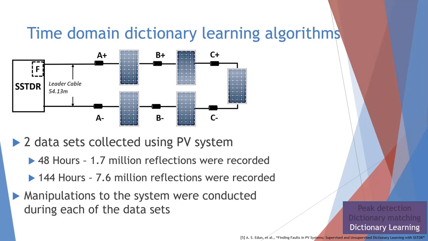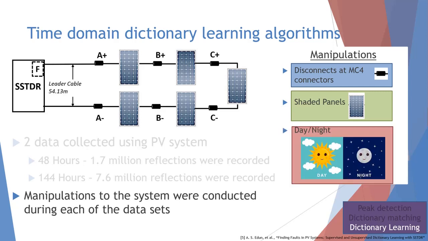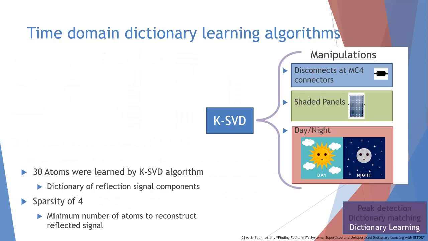During both of these data sets, manipulations to the measurement system were performed by connecting and disconnecting the MC4 connectors between the PV panels, by systematically shading and unshading the PV panels, and by allowing the system to be bathed in full sunlight as well as recording reflections during the night. The data sets were trimmed in size by passing every 1,000th sample to the KSVD algorithm. This was done to minimize computation for the simulation.